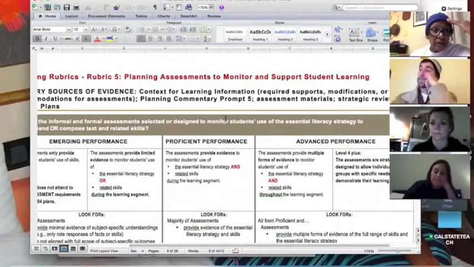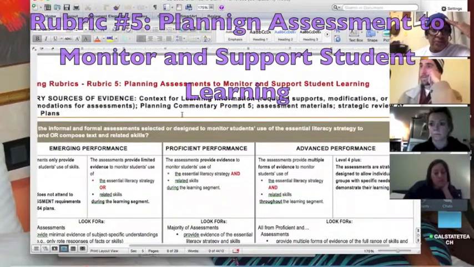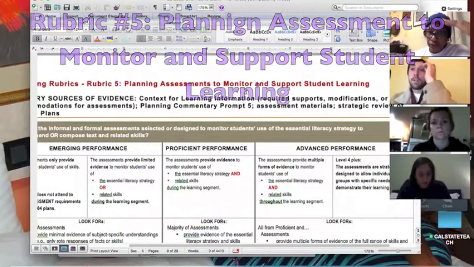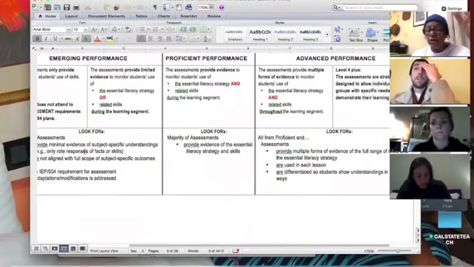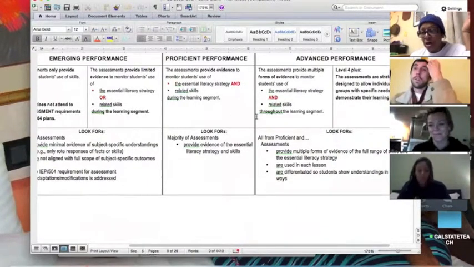All right, and then this is the last one, planning the assessment. How are you going to monitor the children and check for understanding? Again, you can read what doesn't work over here. I only like to talk about what does work. So if you work from here, then that's fine.